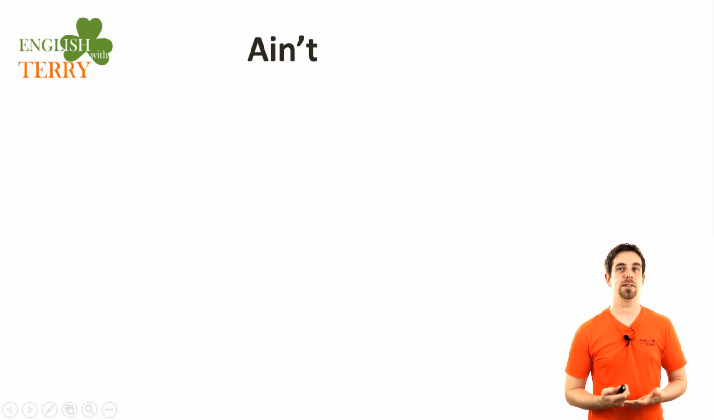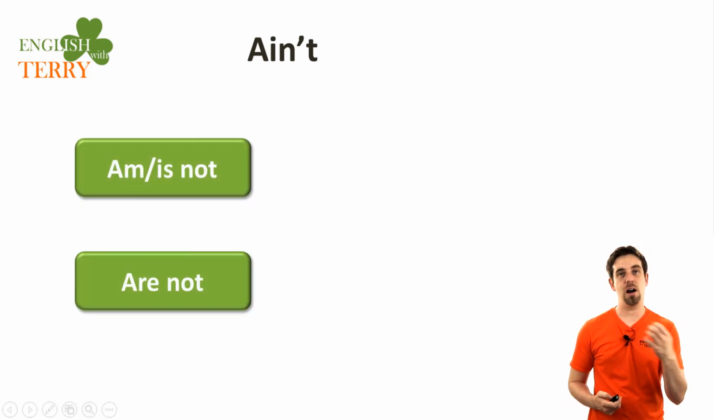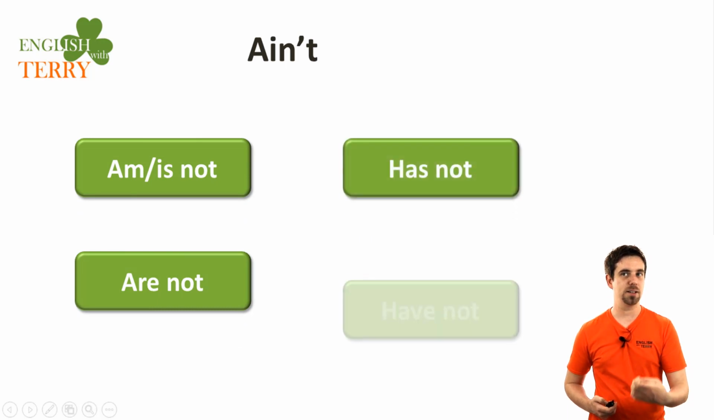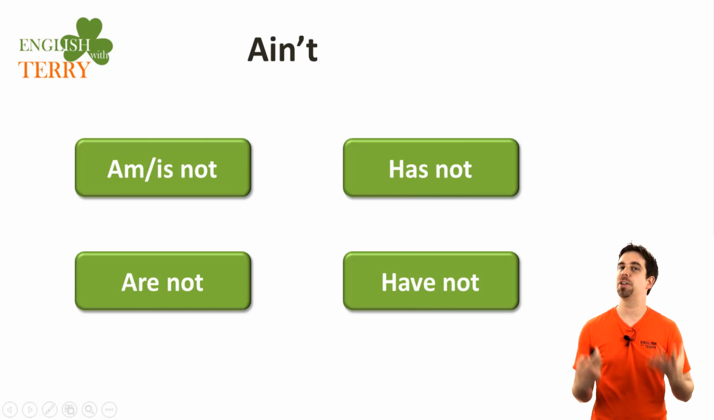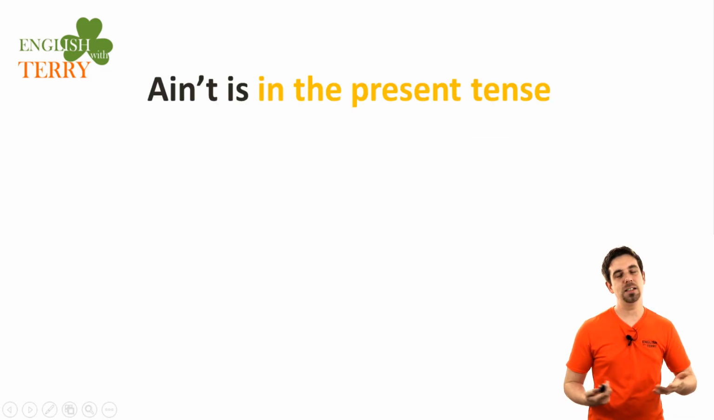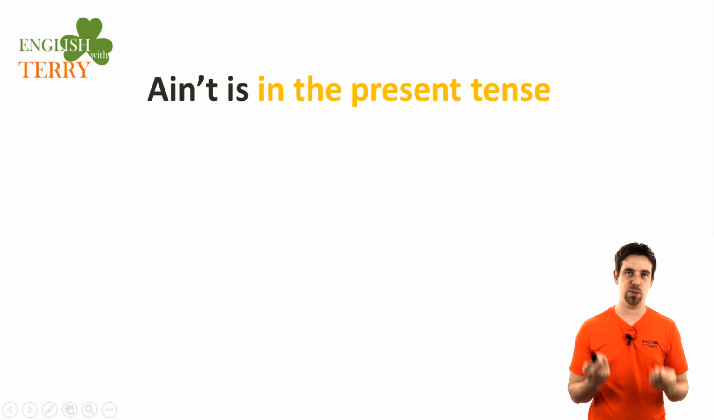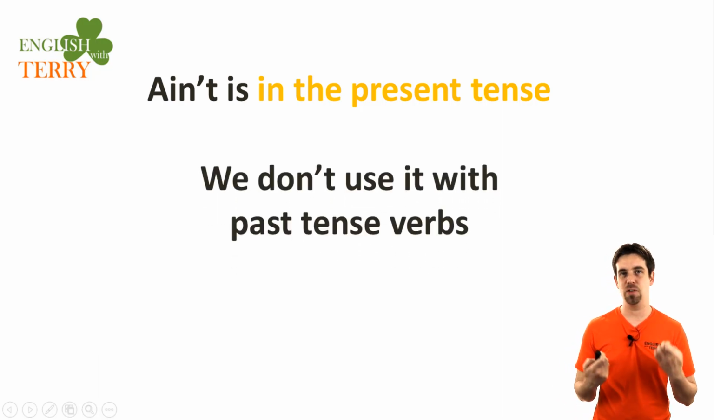So just to be clear, ain't is am or is not, are not, has not, and have not. Yes, so any of the cases where we have am or is not, are not, has not, have not, potentially we can substitute and just use ain't. Ain't is always in the present tense as well. We won't really use it in the past. We don't use it with past tense verbs.